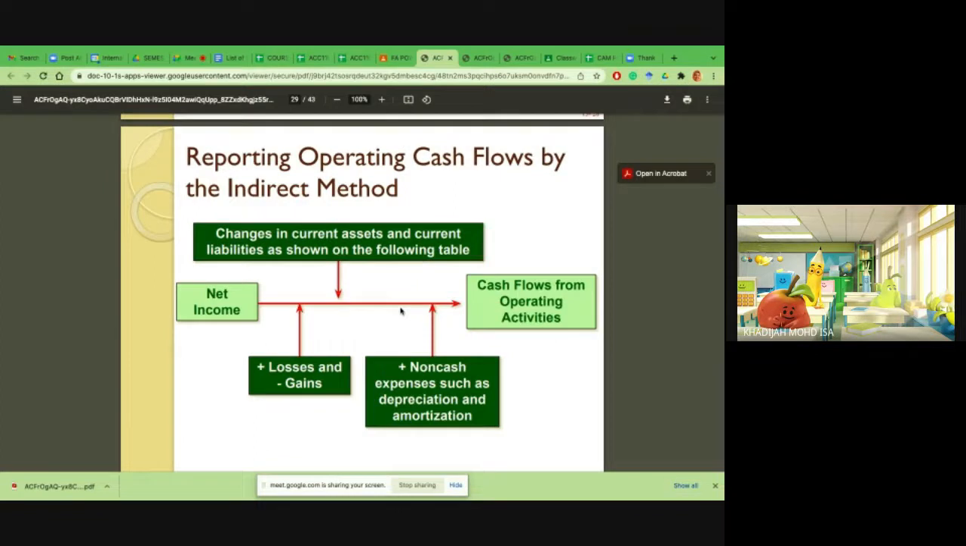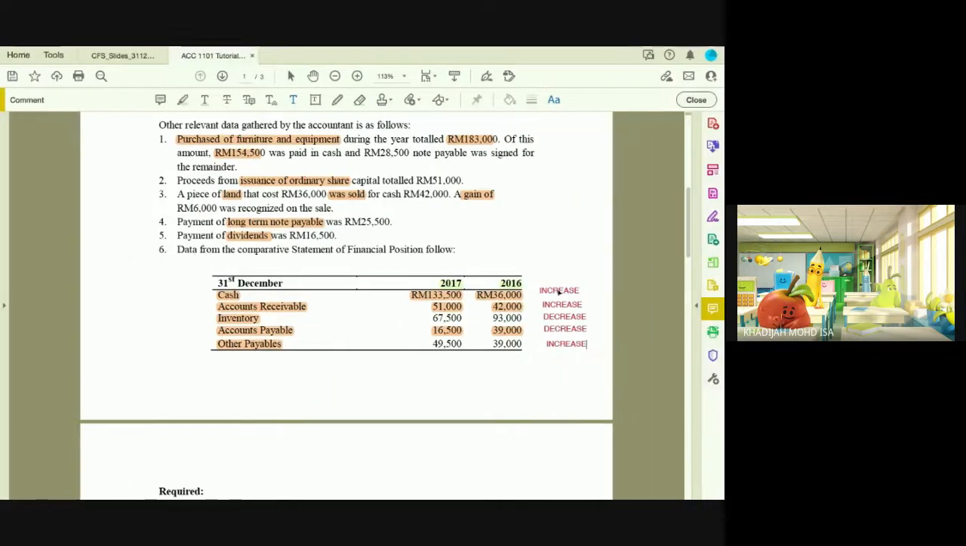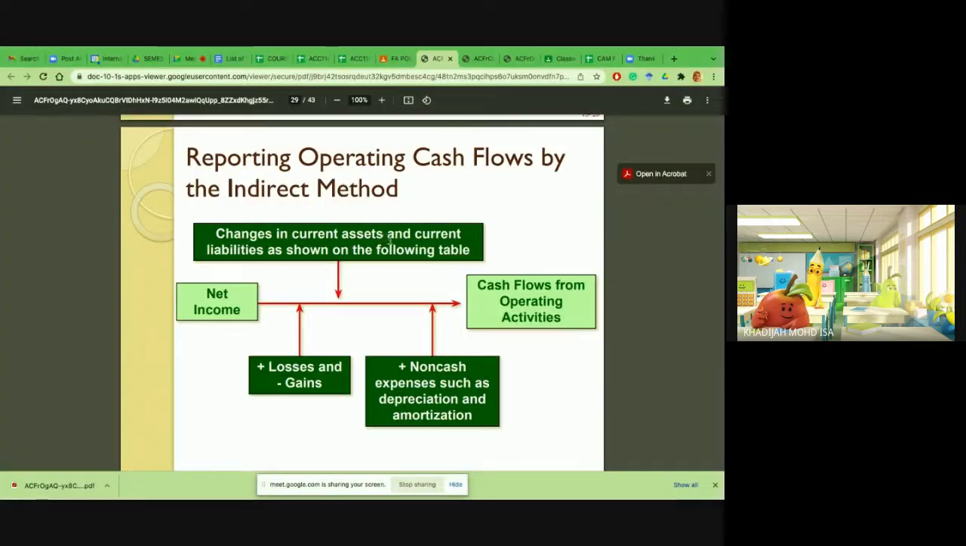So what you do is, from this net income, this is the indirect method. Starting from net income, you're going to do adjustment on your current asset and current liabilities. So you have to look at the changes. So just now what we looked at is the changes, whether it's increase or decreases. So you're going to take note of the changes in the current asset and current liabilities, and then do adjustment.